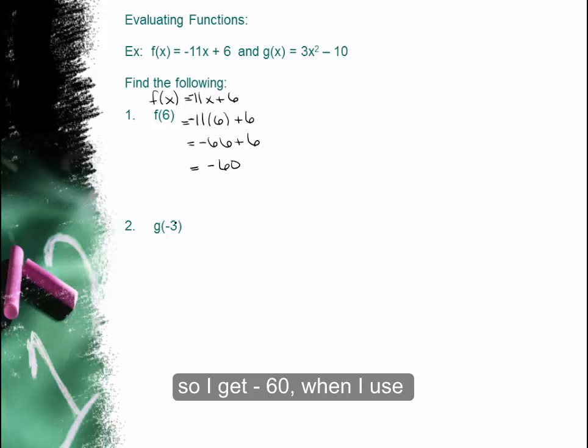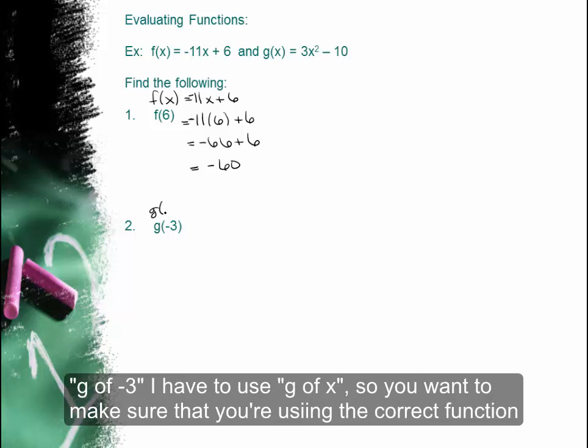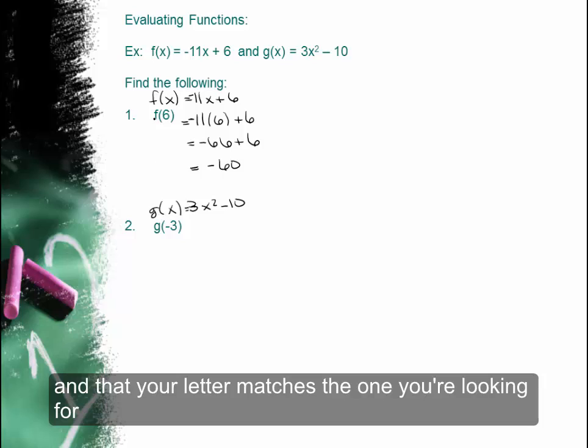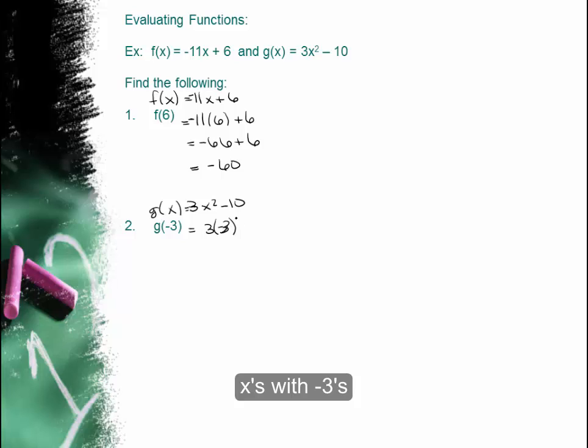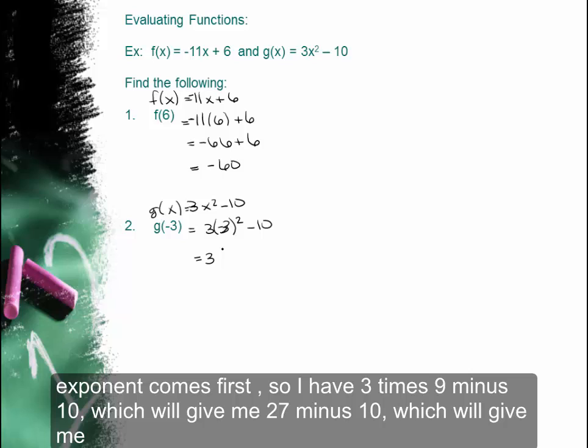When I use g of negative 3, I have to use g of x. So you want to make sure that you're using the correct function and that your letter matches the one you're looking for. So for this one, I replace x's with negative 3's. Exponent comes first, so I have 3 times 9 minus 10, which will give me 27 minus 10, which will give me 17.